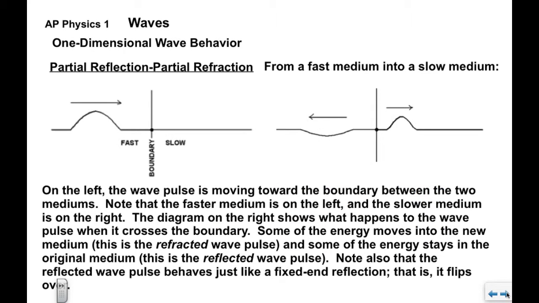When we look at the reverse, we have fast to slow medium. Again, here's the boundary. Here's my wave pulse on the way in. When it crosses the boundary, some of the energy is reflected, some of the energy is refracted. We see that the reflected wave pulse behaves like a fixed end reflection because the slow medium is harder to move. So it behaves like a fixed end reflection and flips over. So the incident wave crest reflects as a trough. It refracts as a wave crest.